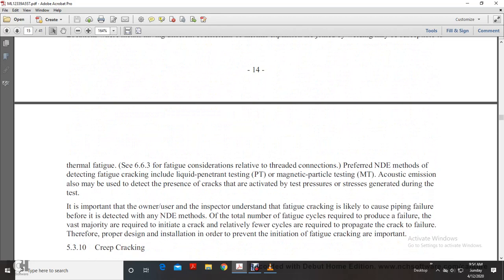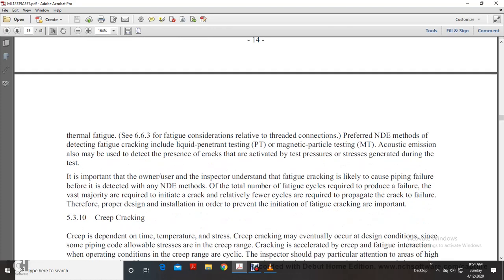Non-destructive examination methods for detecting fatigue cracking include liquid penetrant tests and magnetic particle testing. Acoustic emissions may also detect the presence of cracks that are activated by the stress generated during pressure testing. Importantly, the owner and user and the inspector should understand that fatigue cracking is likely to cause piping failure before it is detected by non-destructive examination methods. Of the total number of fatigue cycles required to produce failure, the vast majority are required to initiate the crack, relative to the few cycles required to propagate the crack to failure.